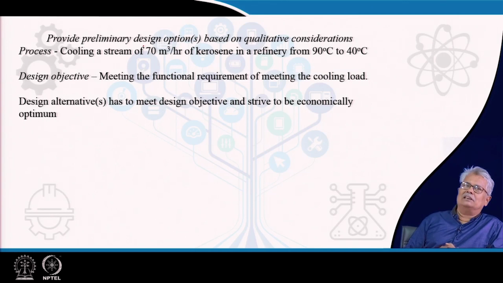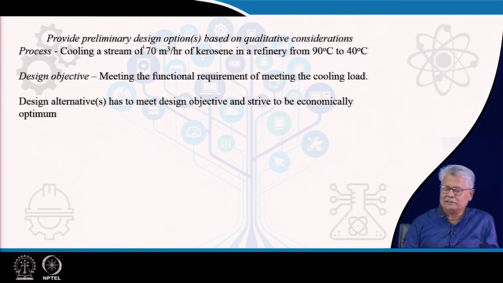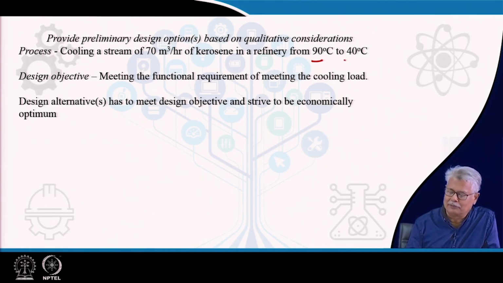We have here a very simple case. We have here a preliminary design problem with us, where the process is cooling a stream of 70 meter cube per hour of kerosene, which is available in a refinery, from its initial temperature of 90 degrees centigrade to a final temperature of 40 degrees centigrade. Typically, most of the processes before their storage, if it's a light material, it is standard to cool it to 40 degrees centigrade before sending it to the storage.